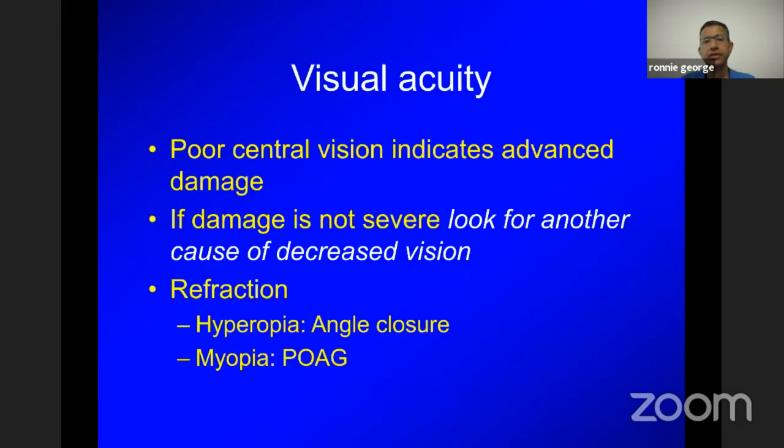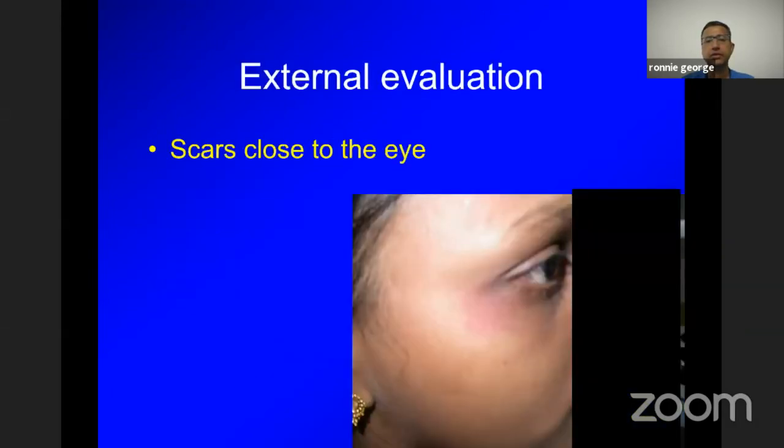When it comes to assessment of vision, don't forget that unless you have very poor central vision, visual acuity is usually spared till late in disease. So if you have poor central visual acuity and the damage is not that severe, look for another cause of decreased vision. We need to know why the vision in that patient is low. Don't assume it's because of glaucoma. The refraction will, of course, again help you to look for disease etiologies.